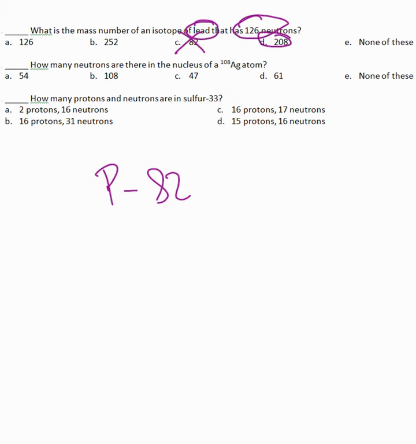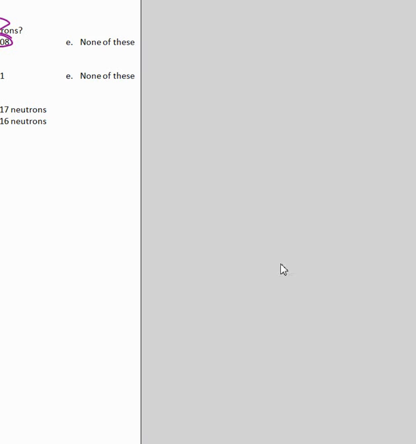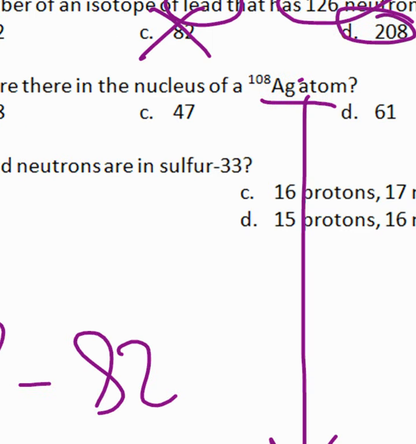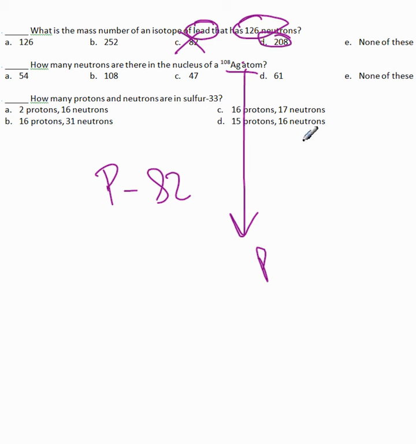Next one, how many neutrons are there in a nucleus of a 108 silver atom? First thing I do is go to the periodic table for silver. Silver's atomic number, when I look it up, is going to be 47. That's the number of protons it has. They're asking me for neutrons. Whenever I have to find neutrons, it's always going to be the larger number, which is the mass number. 108 minus 47 is an easy way to do it, and then I can easily solve the answer.